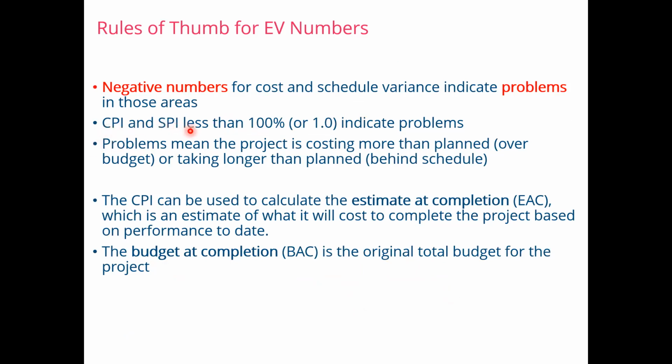Similarly, for CPI and SPI, if you are getting less than 100% or 1.0, it indicates there are problems. Problems mean the project is costing more than planned, or it is over budget, or taking longer than the planned schedule, like it's behind schedule. So the CPI can be used to calculate the estimate at completion, which is an estimate of what it will cost to complete the project based on the performance to date, right? The budget at completion or BAC is the original total budget for the project.